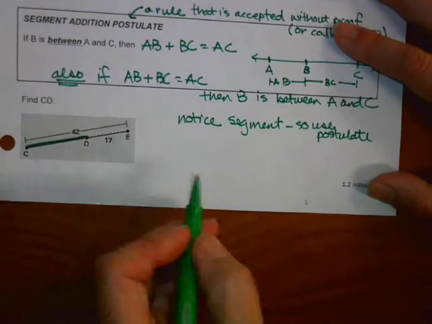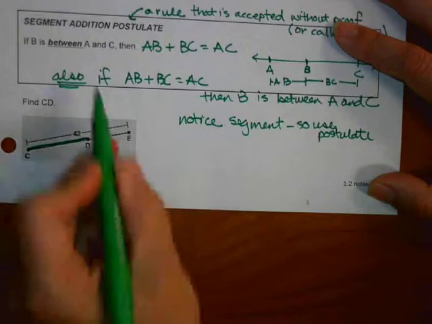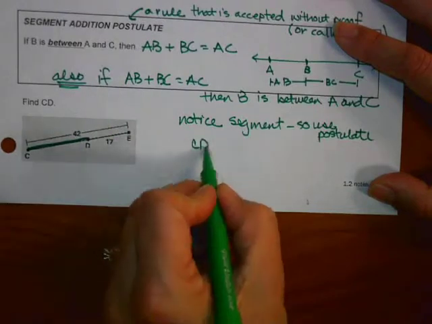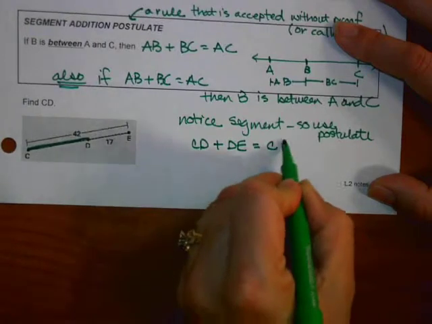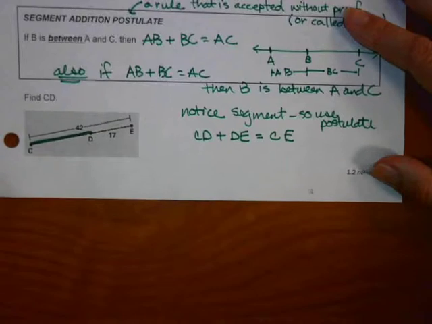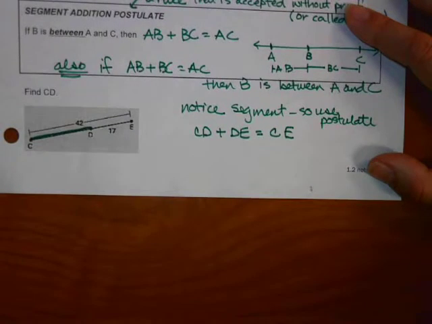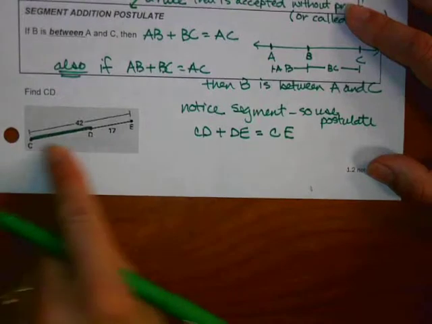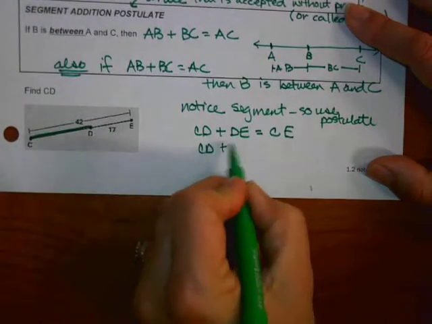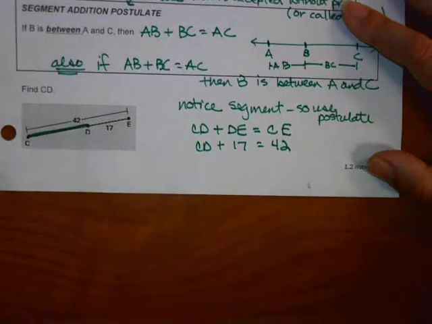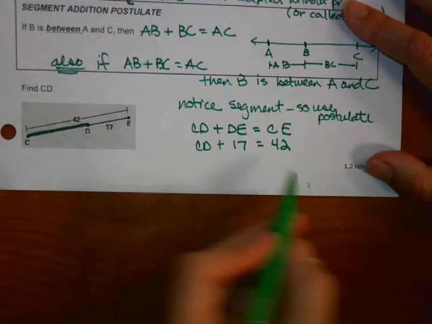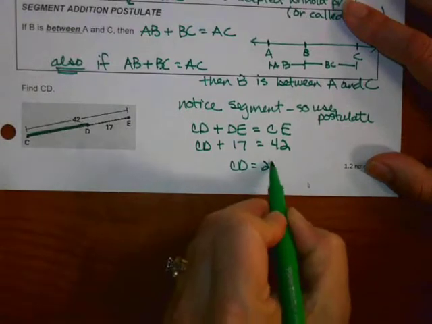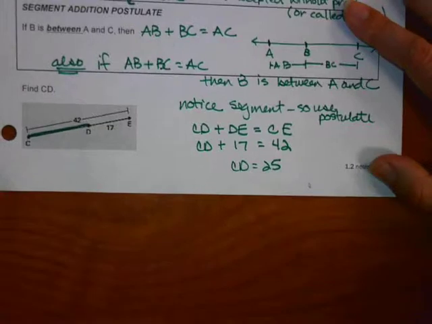So write the equation and then solve. So you know if it's a segment, the segment addition postulate holds true. Therefore, CD plus DE has to equal CE. Basically, it's like writing an algebra problem and then plugging in what you know. So you don't know CD, but you know DE equals CE. And then you just subtract 17, and CD equals 25. So that's how you need to write that. Get used to writing it like that.